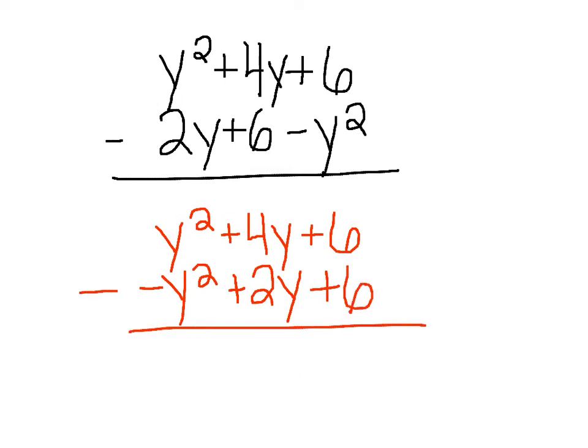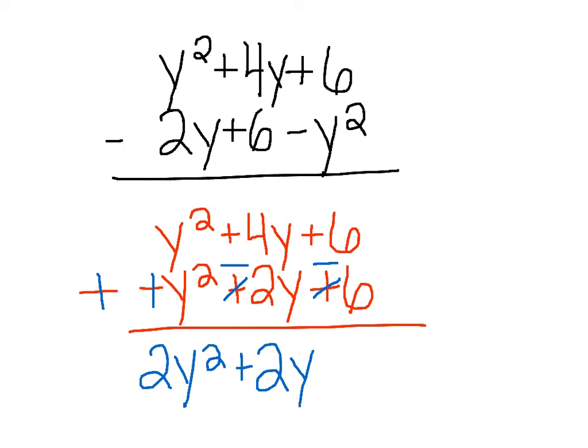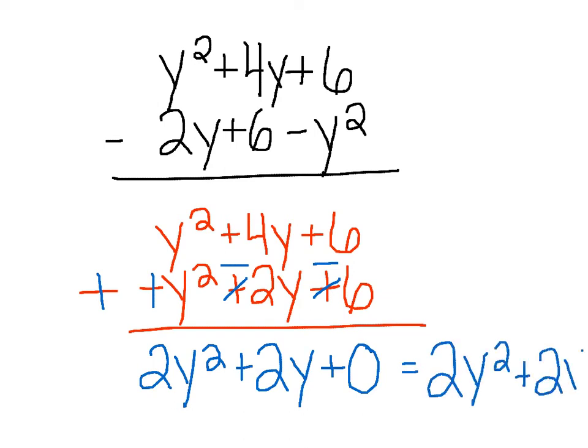But remember, we're subtracting them. This means we need to change it to an addition problem and change all the negatives to positives and all the positives to negatives. Now, y squared plus y squared, that's 2y squared. 4y minus 2y is positive 2y, and 6 minus 6 is plus 0. Now that 0 is unnecessary, so our final answer is going to be 2y squared plus 2y.